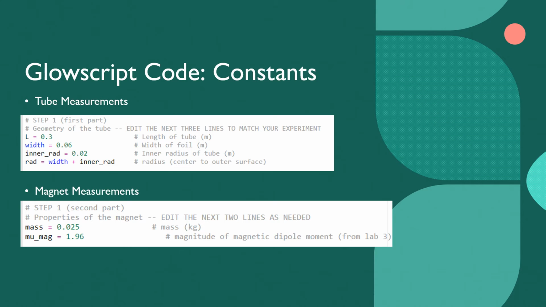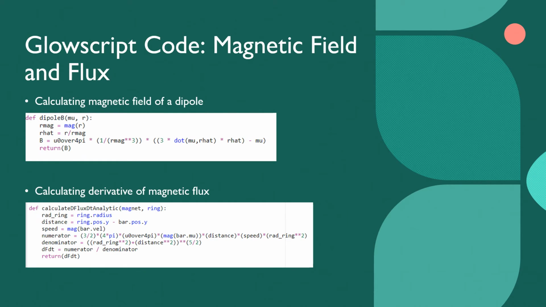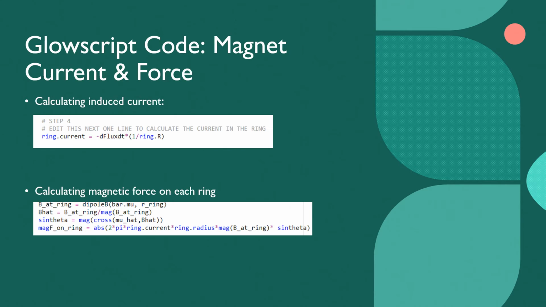All right, now let's move on to the GlowScript code, where I first define all the dimensions of the tube and also recorded the magnetic dipole moment of the magnet along with its mass. I then created two new methods. The first one calculates the magnetic field of a dipole at any location, and the next calculates the derivative of the magnetic flux based on the magnet and for each ring. I then found the current for each ring by taking the derivative of its magnetic flux and dividing it over the resistance of each ring.